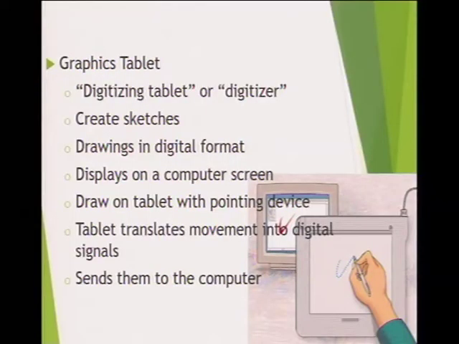Now the graphic tablet. If you look at that picture, you can be drawing something on your tablet, and then it could be projected on the computer screen. So it's a digitizing tablet or digitizer. You create sketches and drawings in a digital format. It displays on the computer screen. You draw on the tablet with a pointing device. The tablet translates movements into digital signals and sends them to the computer.